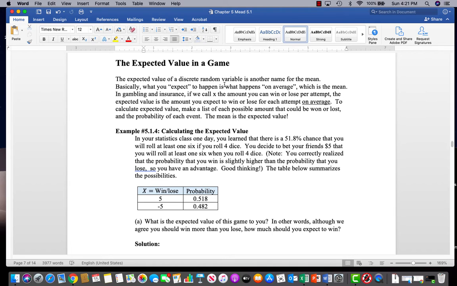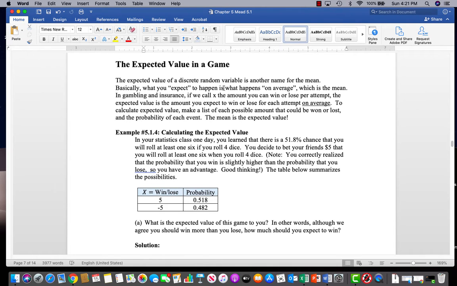The difference here with what we were doing before is we're not going to count something like x equals 0, 1, 2, 3, or 4. We're going to make x equal the amount that you could win or lose if you play a game.